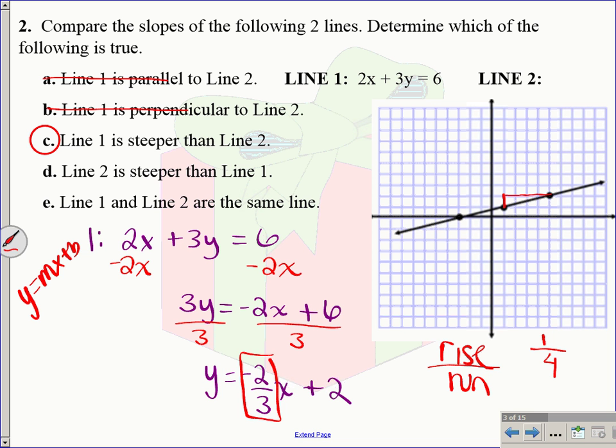So now we have to look and see which line is steeper. And one way you can compare this is by looking at their decimal values. 1/4 on the graph is 0.25. Negative 2/3 for the equation is about negative 0.67. Well, the positive or negative doesn't really matter here because we're just looking at steepness. So overall, the steeper line is the negative 2/3, which is line 1. So that's why the answer is C. Line 1 is steeper than line 2.